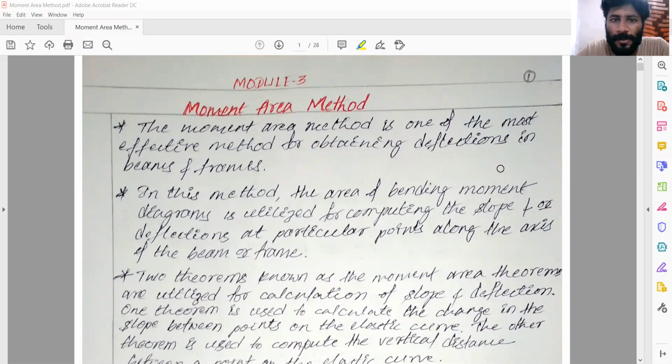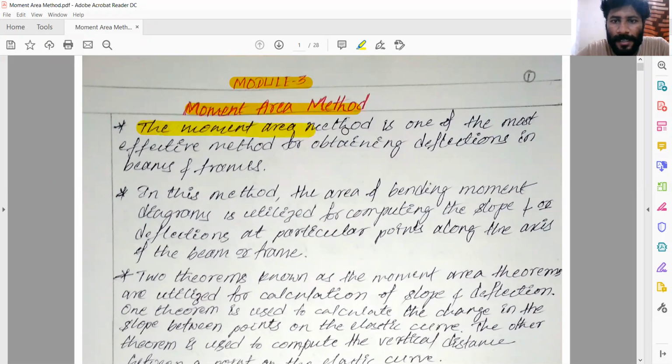In this session, I'm going to discuss module 3. It consists of two methods. First one is the moment area method and the second one is the conjugate beam method. The main aim of these two methods is to find the slopes and deflections at different sections in the beams and frames. Let us see the points one by one.